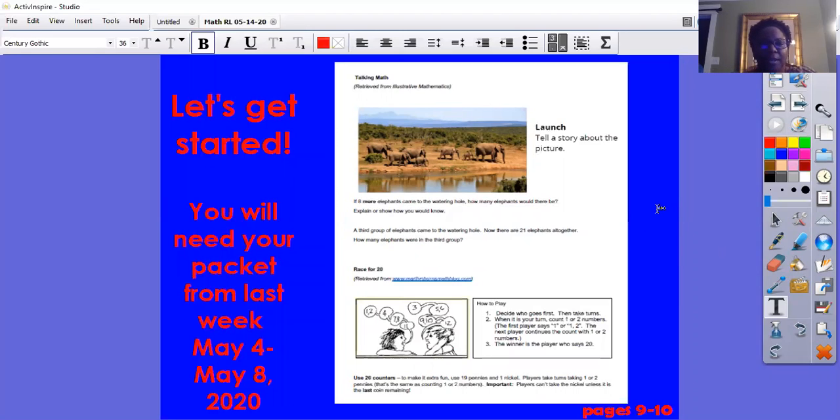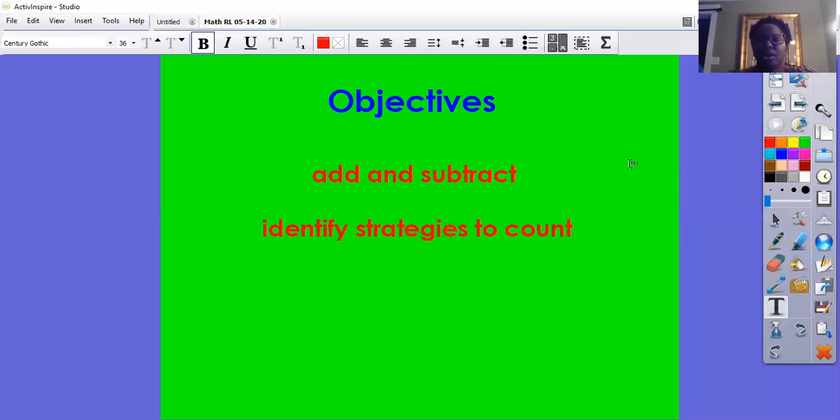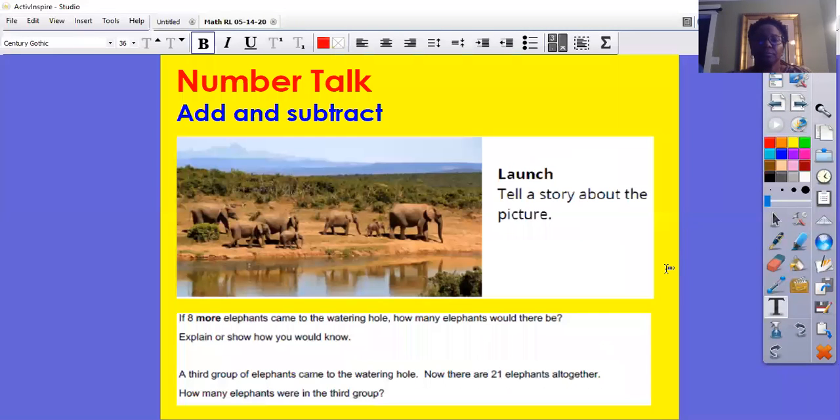You will need your packet from last week, which is dated May 4th through May 8th. It's a first grade packet. Let's go ahead and get started on the next page. Our objectives today are add and subtract, and identify strategies to count. We'll start with our number talk: add and subtract. The launch.